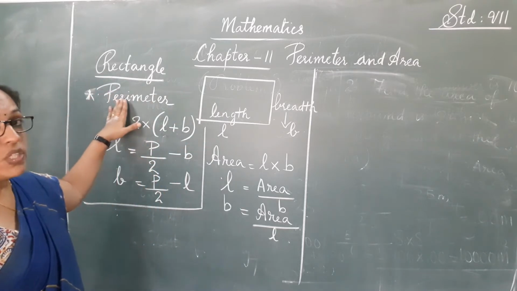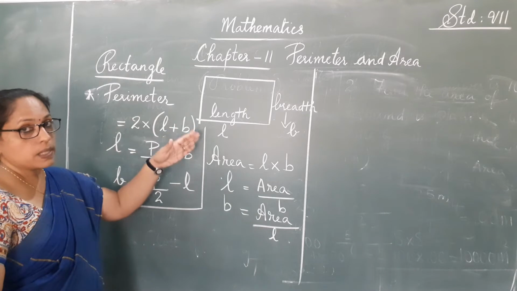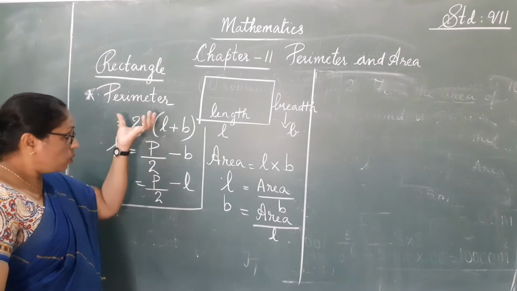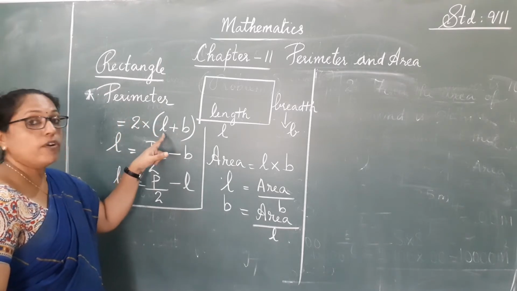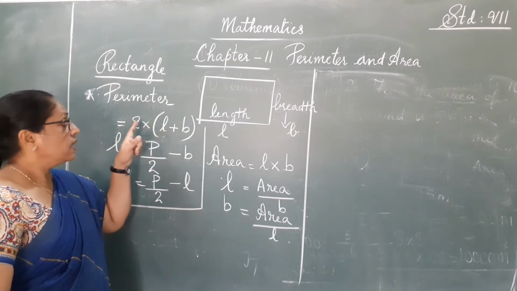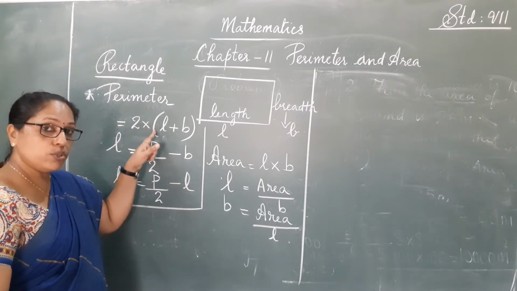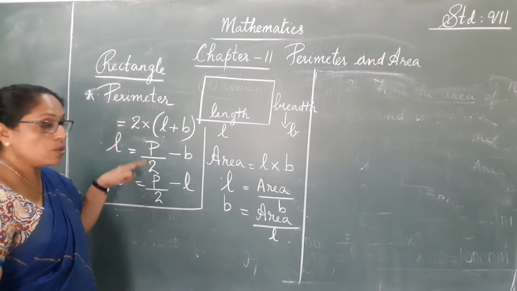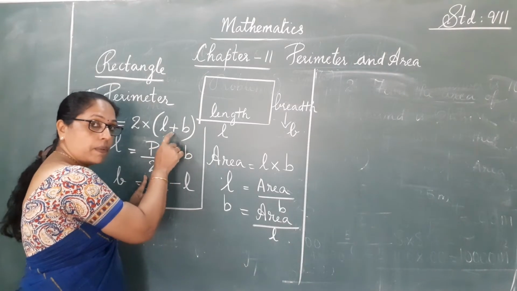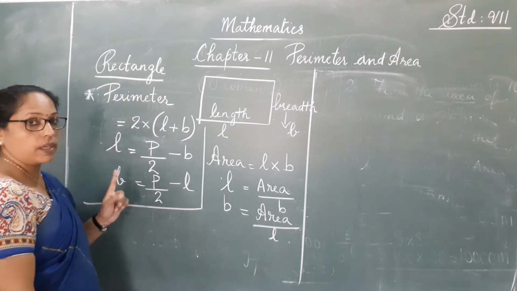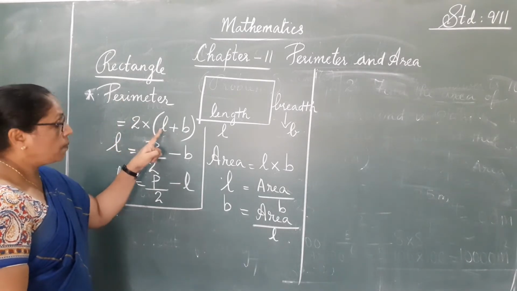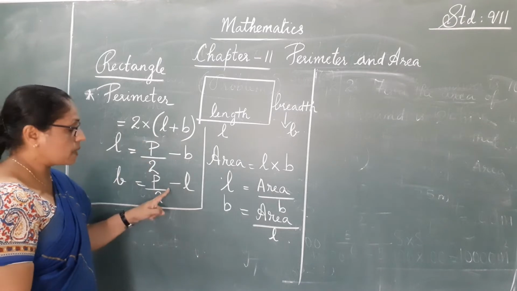Once again, perimeter is 2 into (L plus B). You already applied this formula in previous chapters. Now from that perimeter formula, we are deriving a formula for length. To find length, there is a number 2 multiplied in front of it, so the perimeter should be divided by 2, the opposite operation. Along with length it is plus B, so it is minus B, the opposite. How do you find breadth? Breadth is equal to perimeter divided by 2 minus L.